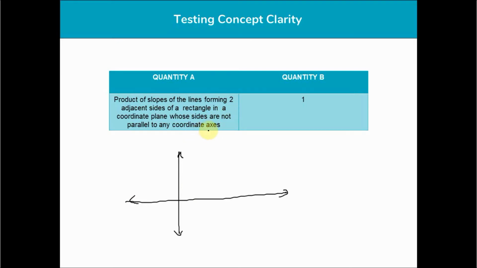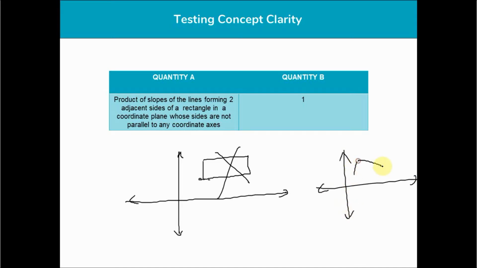Those who know the method to solve it, yes. Those who do not know, listen to this. Product of slopes of lines forming two adjacent sides of a rectangle in a coordinate plane whose sides are not parallel to any coordinate axis. A normal instinct is to draw a rectangle like this, but it clearly says that the rectangle sides are not parallel to the coordinate axis, which means the rectangle is going to be tilted. Somewhere like this. Anyhow you want, you can tilt the rectangle. So it is tilted. That's what it means.